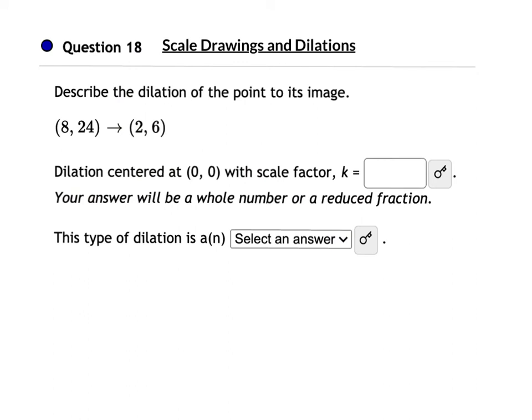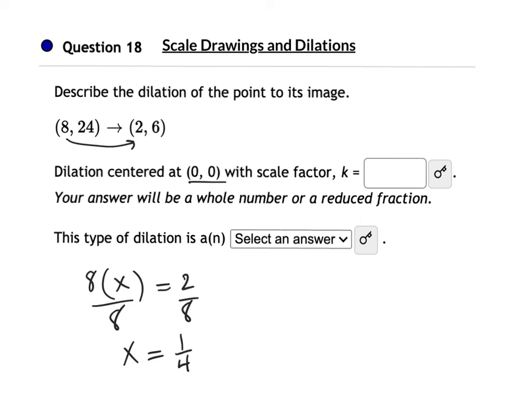In question 18, we have a dilation centered at the origin with a scale factor of what? Well, the question is, what do we do to 8 to make it 2? 8 times something, we'll call it x, equals 2. I'll divide that by 8, and x is 2 over 8. Divide both by 2, and you get 1/4. In other words, if I take 8 times a fourth, I get 2. You're dividing it by 4. 24 times a fourth, I get 6. The scale factor is 1/4.